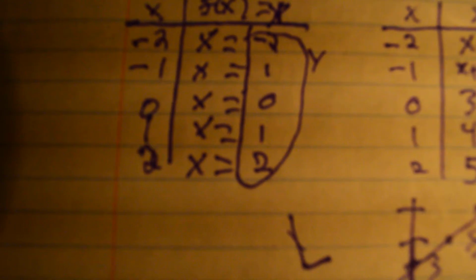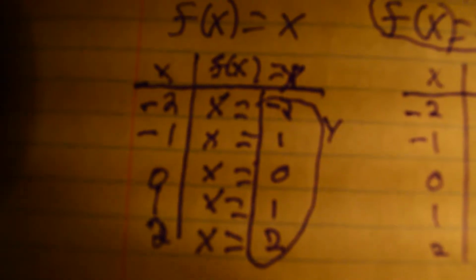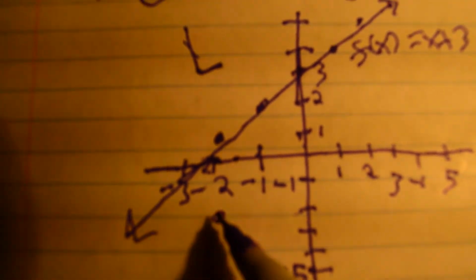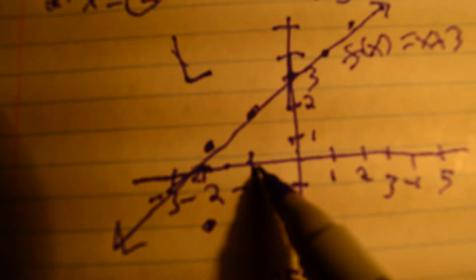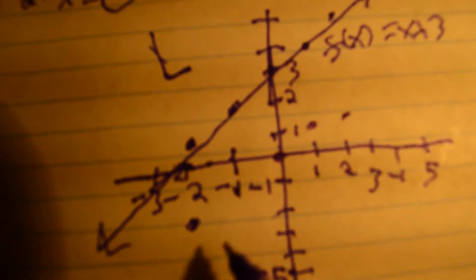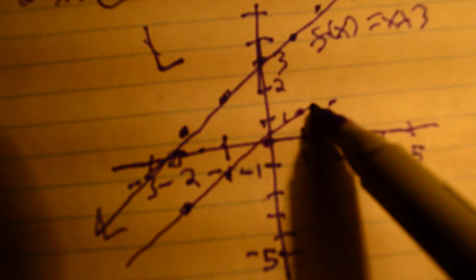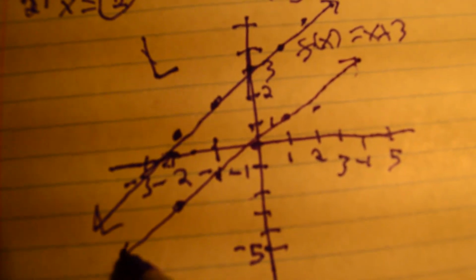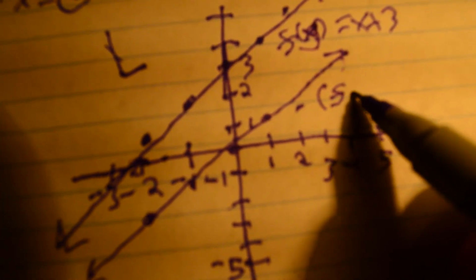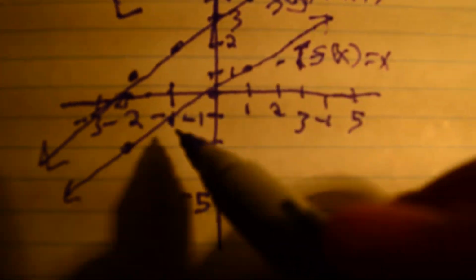Alright, so same thing. X is going to be -2, so you go over -2, and then since your y is -2, you're going to go down -2. So over -2, down -2. -1, over -1, down -1. 0, 0, 1, 1, 2, 2. So what you should get are parallel lines. So now this line right here is going to be your f. Sorry, this is g. That was my fault. So f of x is equal to x. So that's this line. So now you have both lines, okay?